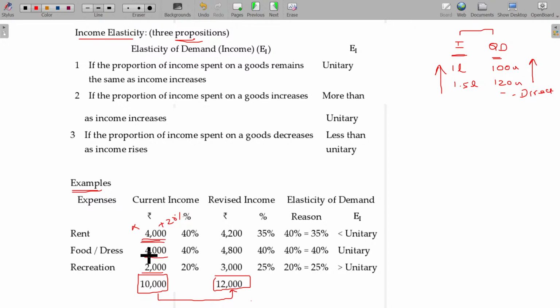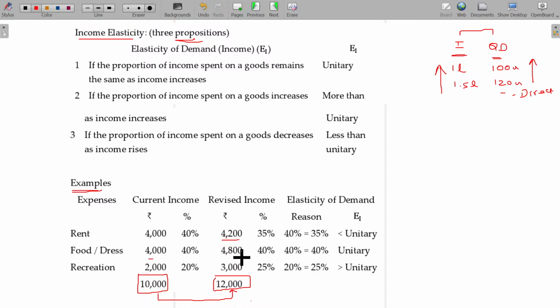Definitely will not go. And what about the food and dress? What about the recreation? Earlier, I didn't have the money. Now I have the money. I went for a movie once in a month, now 4 times in a month. Right, so you spend more for recreation, not for food. That's the case you have to understand. As income increases, your spending proportion is not the same. Here, rent may be moderately increasing. Probably you may go for a bit bigger house, or you can stay there itself, no problem. Either it may be 4,200 or simply 4,000 itself, naturally.